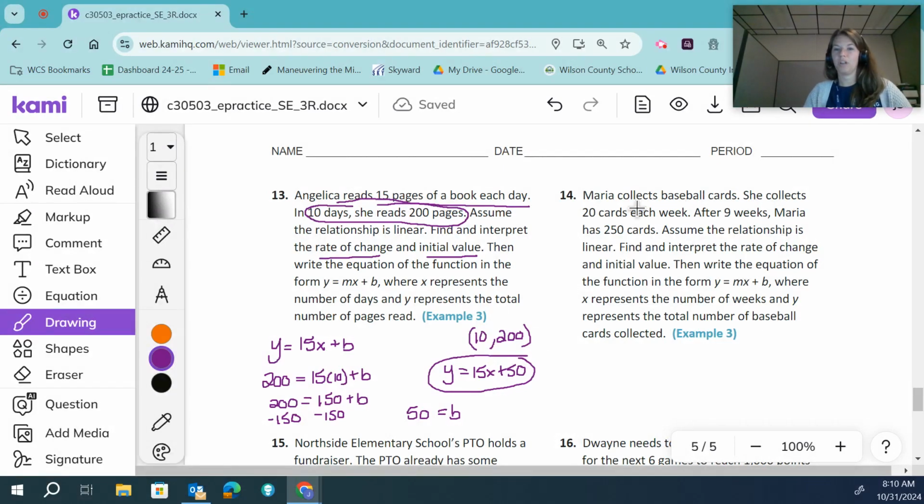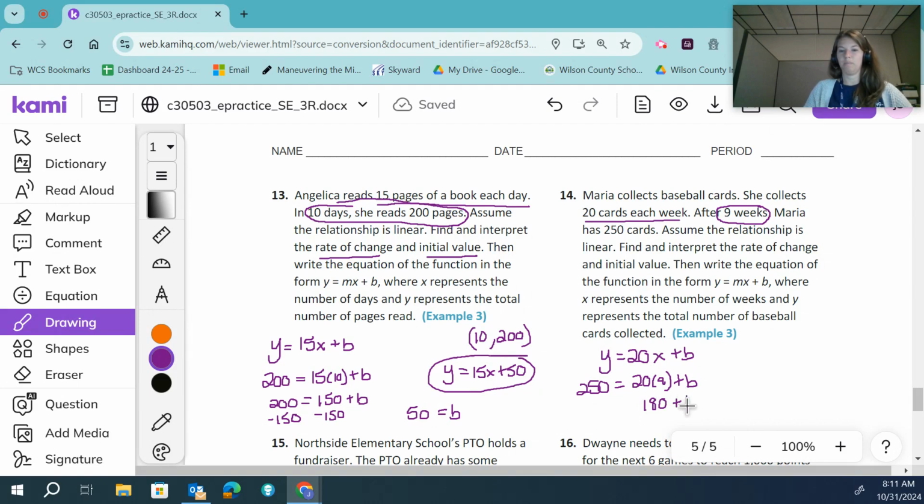Let's do another one together here. Maria collects baseball cards. She collects 20 cards each week. After 9 weeks, Maria has 250 cards. Assume the relationship is linear. So same process here. It says 20 cards each week, so they give us our slope or our rate of change. Y equals 20x plus b. Again, x is the number of weeks, so 9 is my x value, and 250 cards is my y value. And we are going to solve for b.